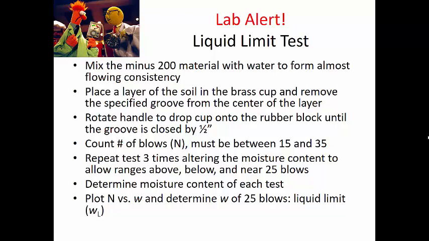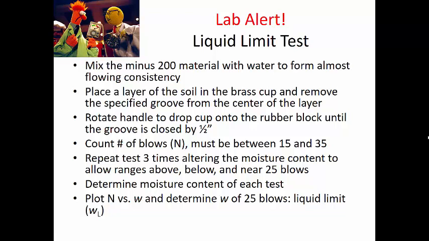You repeat this test 2 more times for a total of 3 times, altering the moisture content to allow the ranges above, below, and near 25 blows. Okay, so it'd be good to have a range between 15 and 22, 22 and 30, and then 30 to 35. Those are the ranges you want your blows in. So if you start off with a little bit lower moisture, you'll be in the higher number of blows it takes to close that groove. And then as you add water, you will begin to get a lower number of blows to close the groove.